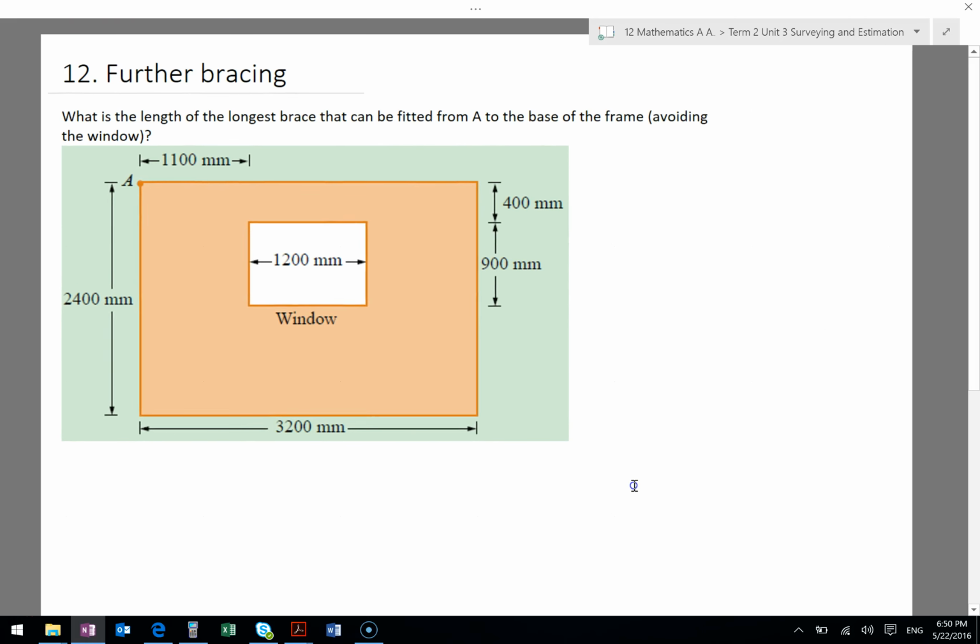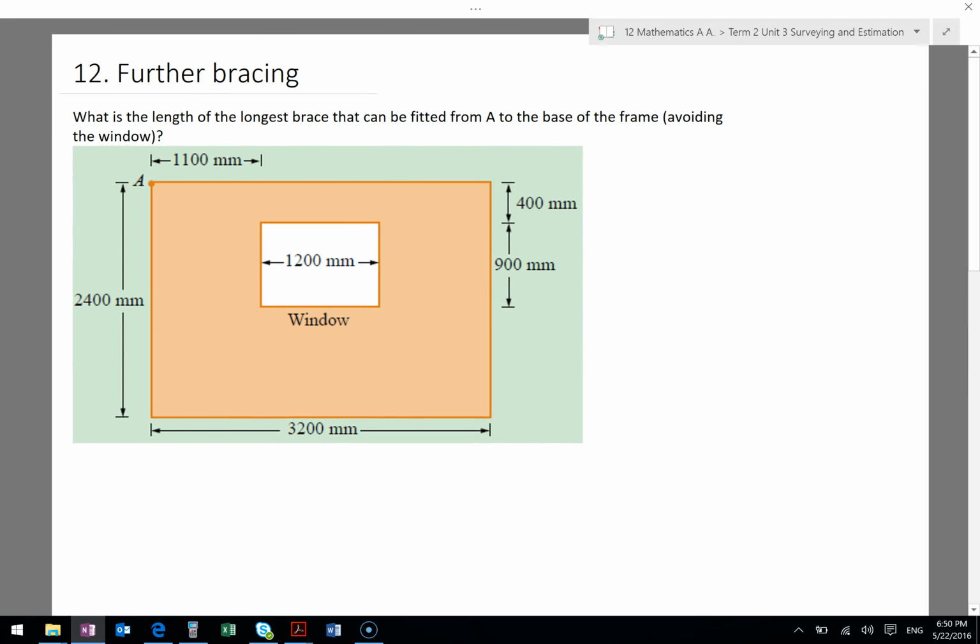Alright, so there's a few more problem solving questions that we can do with bracing. Some of them involve when there's a window or a door there that we can't brace through. We wouldn't want to put a brace like here because then we wouldn't be able to see through the window. So a few little problem solving questions.